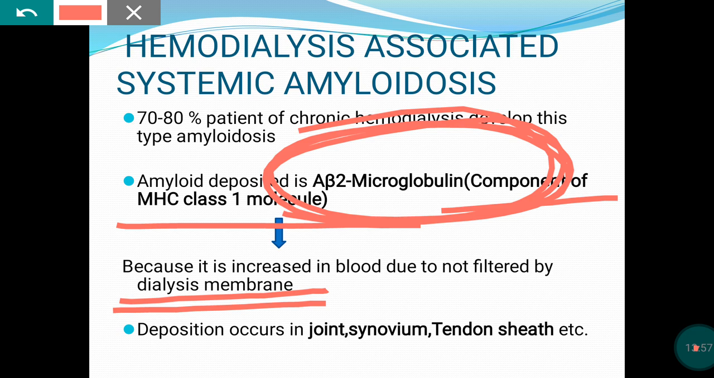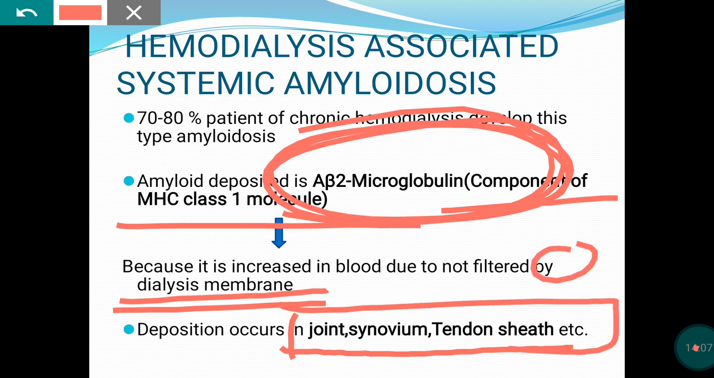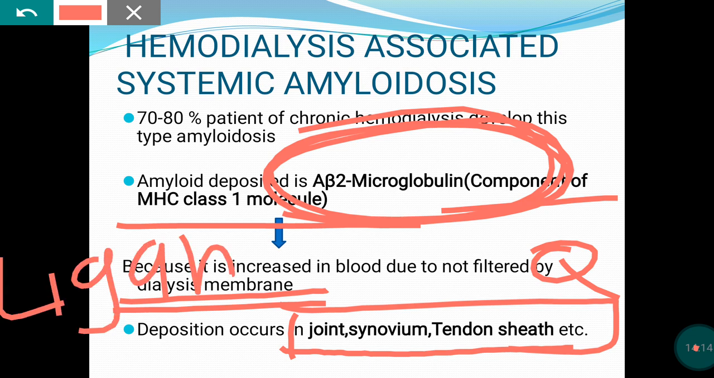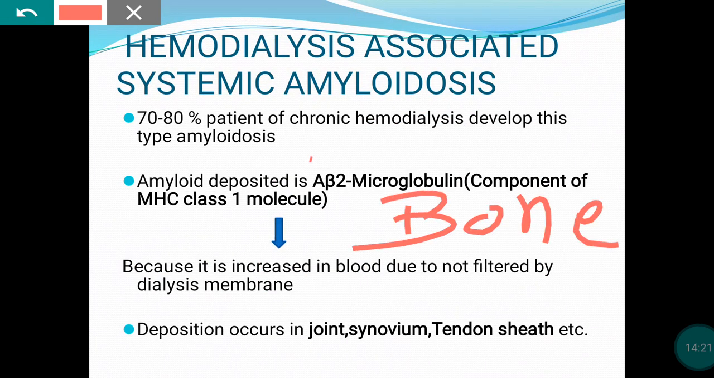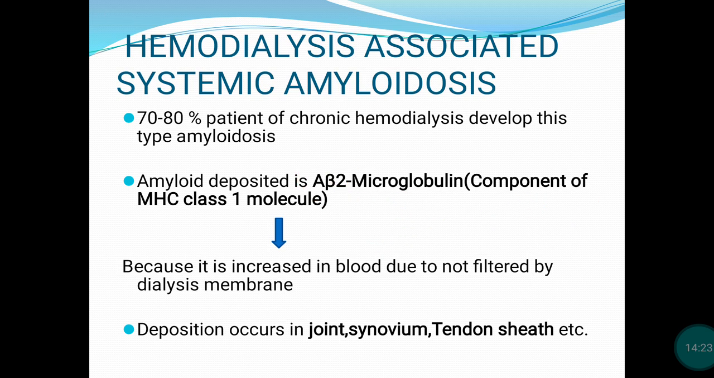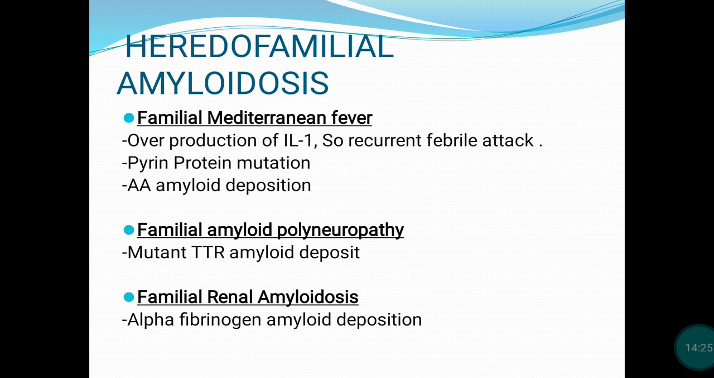Now where does such deposition occur? Usually the deposition involves three particular sites: joint, synovium and tendon sheath. Remember that, it's an MCQ. Joint, synovium and tendon sheath. Ligament can also be involved. But remember that it will not involve bone. That is also one of the MCQs. So that is hemodialysis associated amyloidosis.